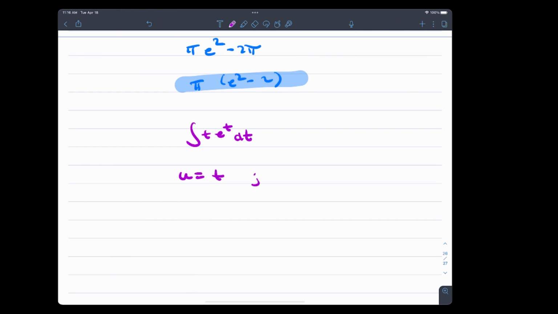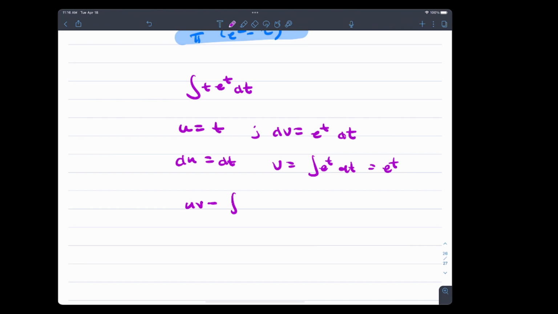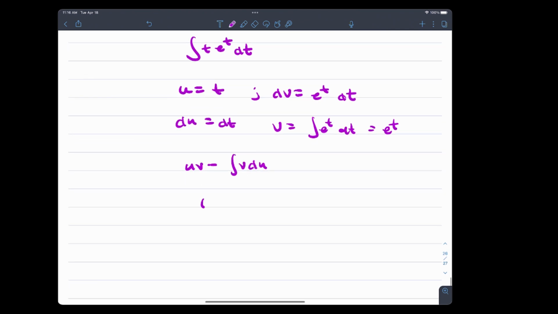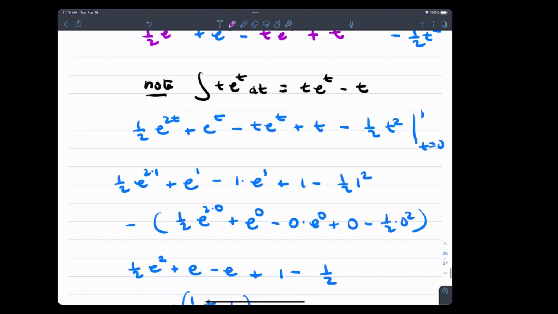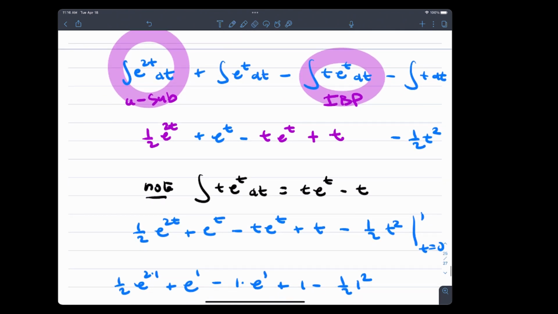u is t, dv is e to the t, du is dt, v is the integral of e to the t dt, which is e to the t. uv minus integral v du. t e to the t minus integral e to the t, du is dt. t e to the t minus what? Is that minus e to the t? Ah, there it is. That's the problem right here. That's what was bothering me. Double check.